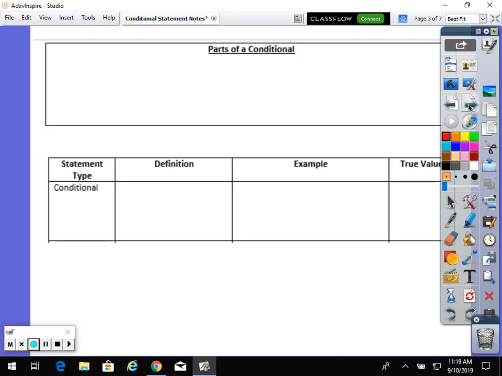The next slide should match your printout. So I'm going to be using some color coding here. So parts of a conditional, we talked about this in class. So it is if, and then hypothesis, then the conclusion.